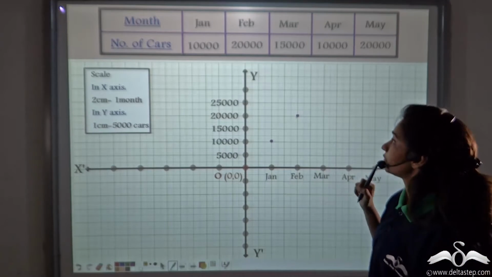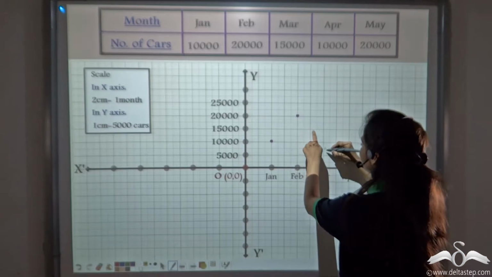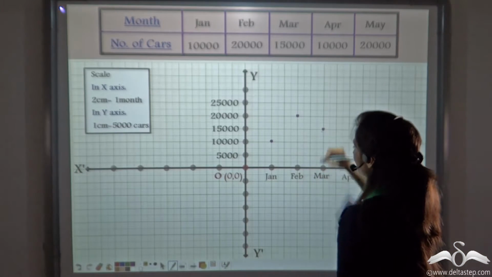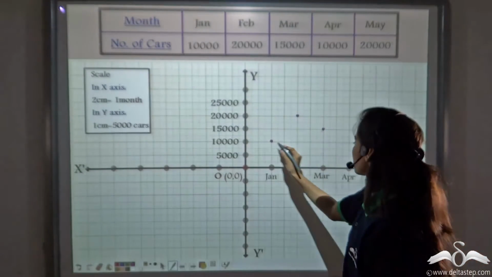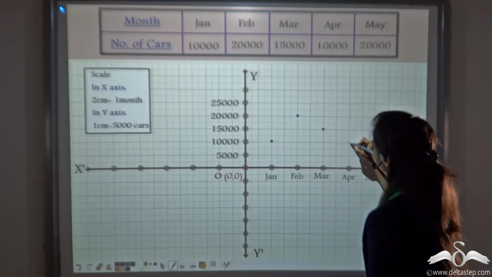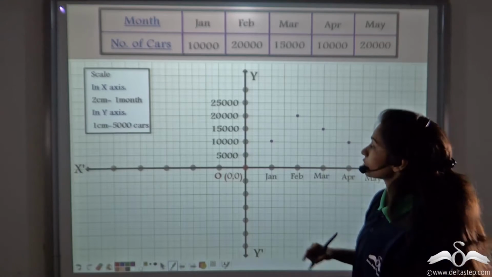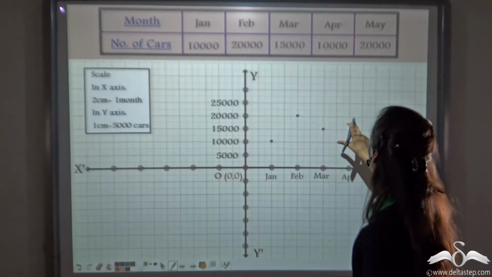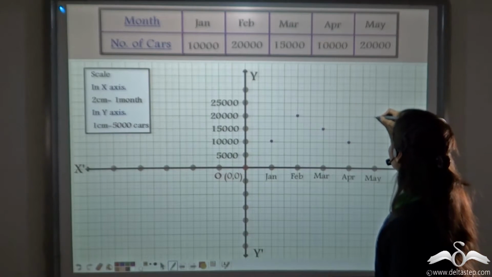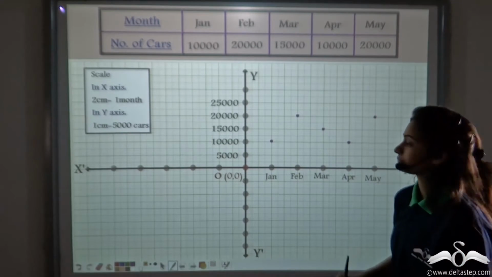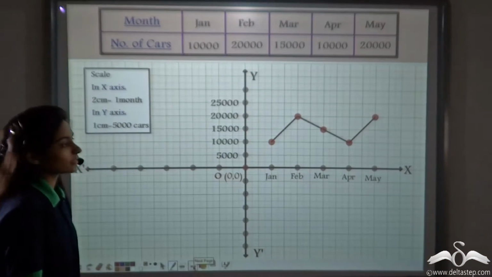Now what about March? 15,000. This is March and this is 15. So they intersect at this point. Now what about April? 10,000. 10,000 is here and this is April. So we have this point. And May shows us 20,000. So this is 20,000 and this is May. So we get this point. It looks something like this.